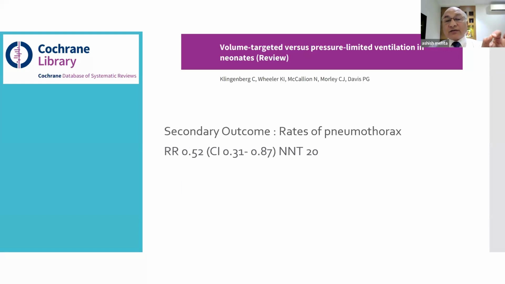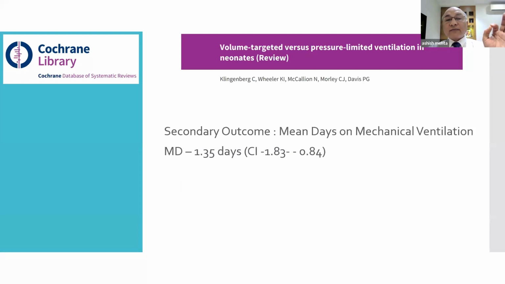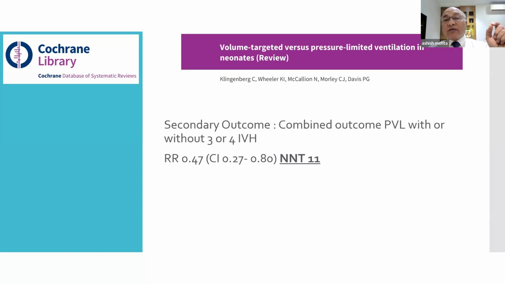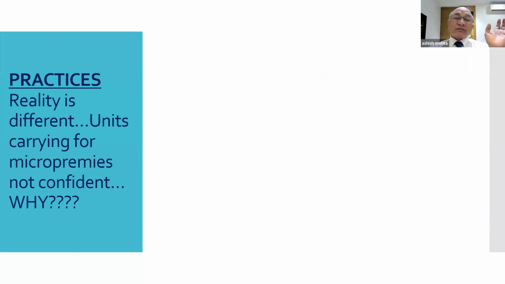Number needed to treat 20. So by treating 20 babies with volume ventilation, you can save one baby from pneumothorax. RR of 0.52, which means 48% reduction in pneumothorax. There is a decrease in the mean days of mechanical ventilation. Hypocarbia, which is very important for the long-term neurologic outcome, NNT is 3. By keeping 3 babies on volume ventilation, you can save 1 baby from hypocarbia, which means 51% reduction. And about the rate of grade of IVH, everything is looking good with this.